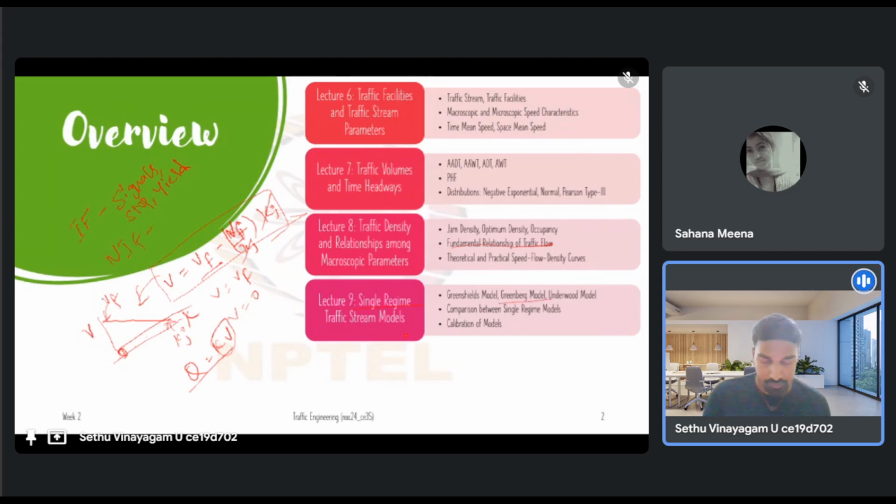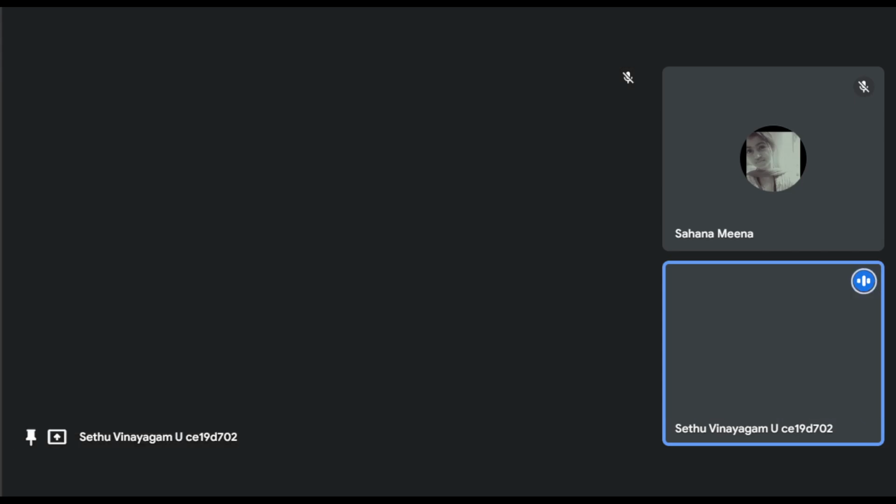Next, we have the Greenberg model. So what is the Greenberg model? The Greenberg model tells us V is equal to Vm log Kj by K, right? Here this Vm is not the same as the free flow speed V. Vm is basically the speed that you will observe when the flow is at the optimum, when the flow is the maximum, right? As I said, the maximum flow occurs at some point.